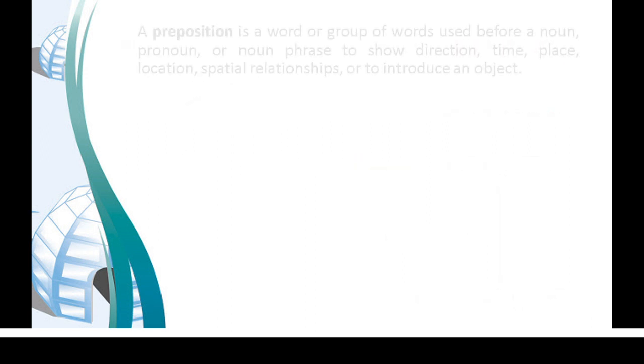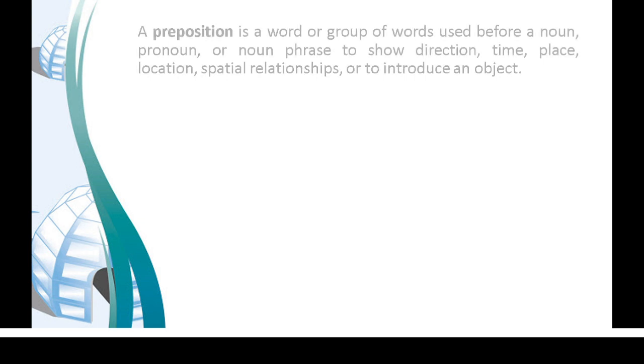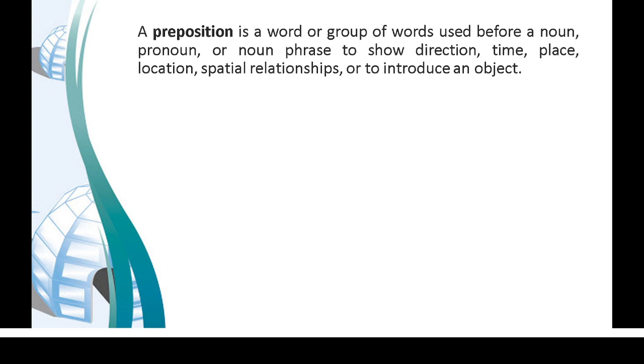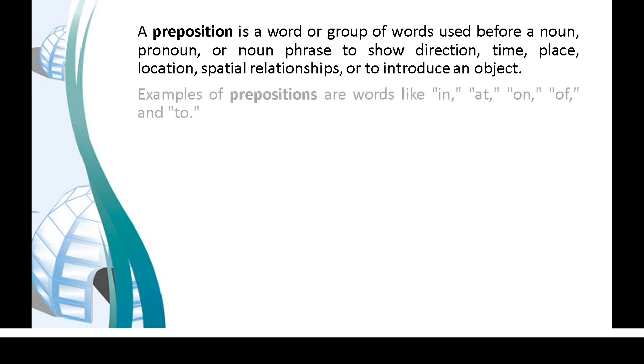Now we'll move on to the definition. A preposition is a word or group of words used before a noun, pronoun, or noun phrase to show direction, time, place, location, spatial relationship, or to introduce an object. Examples of prepositions are words like in, at, on, off, and to.